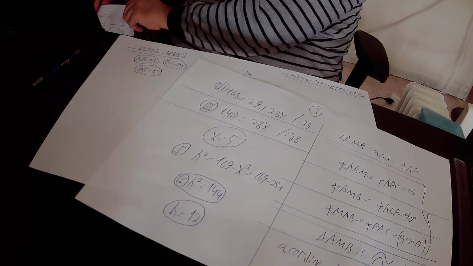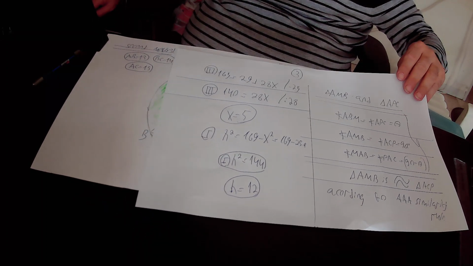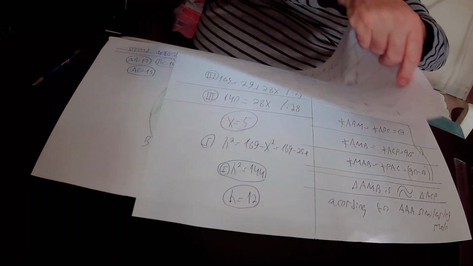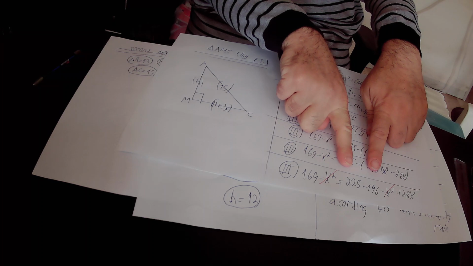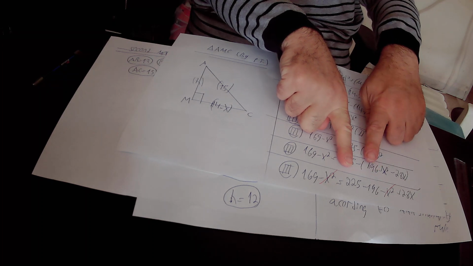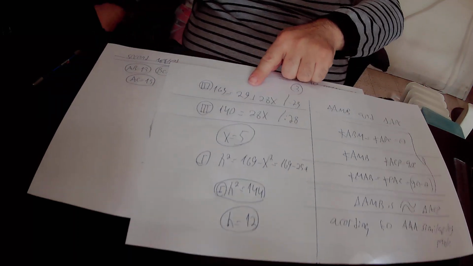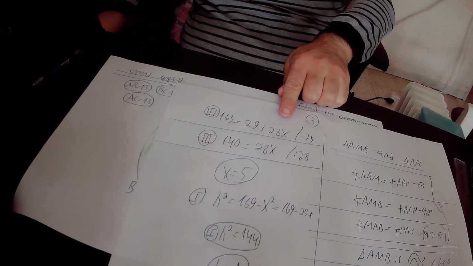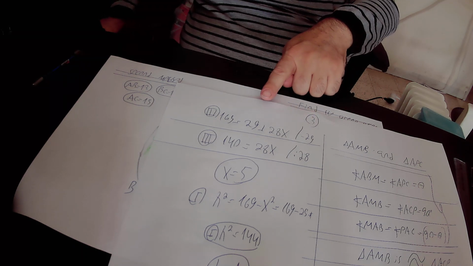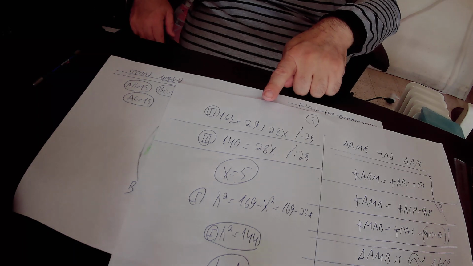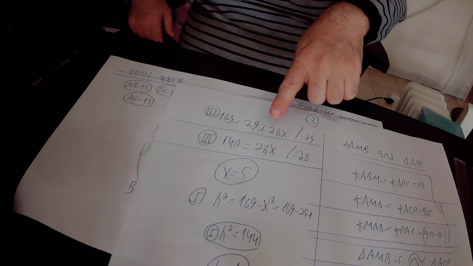And on the other side of the equation, here we have actually 225 minus 196, which is 29, plus 28x. Okay, here we have 29 plus 28x. Here we subtract the 29 from this equation, equation number 3, and finally find out that 169 minus 29 is 140. That is equal to 28x.